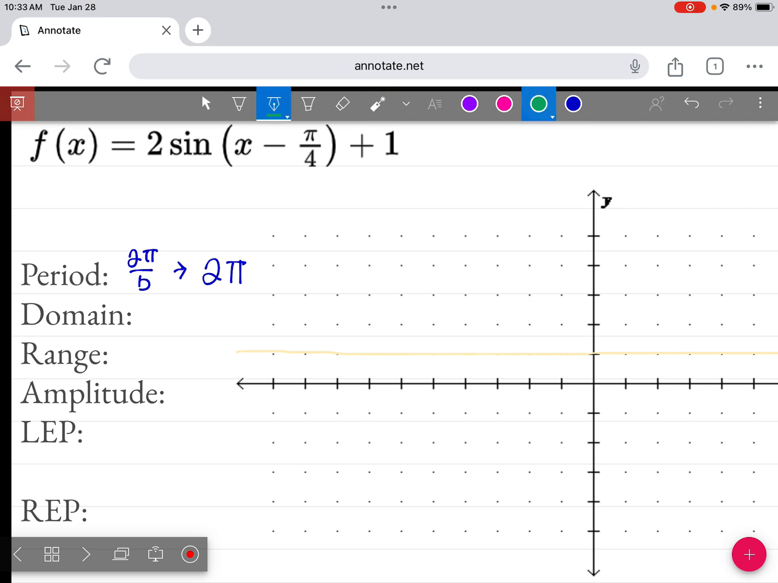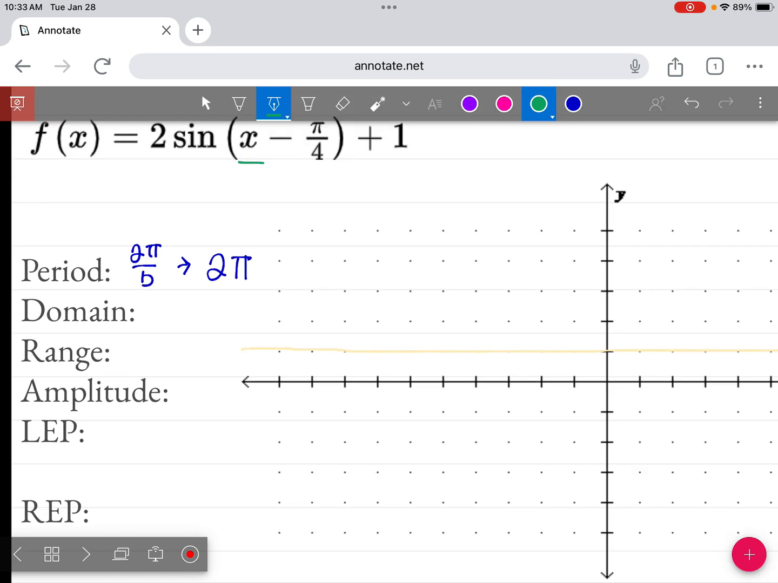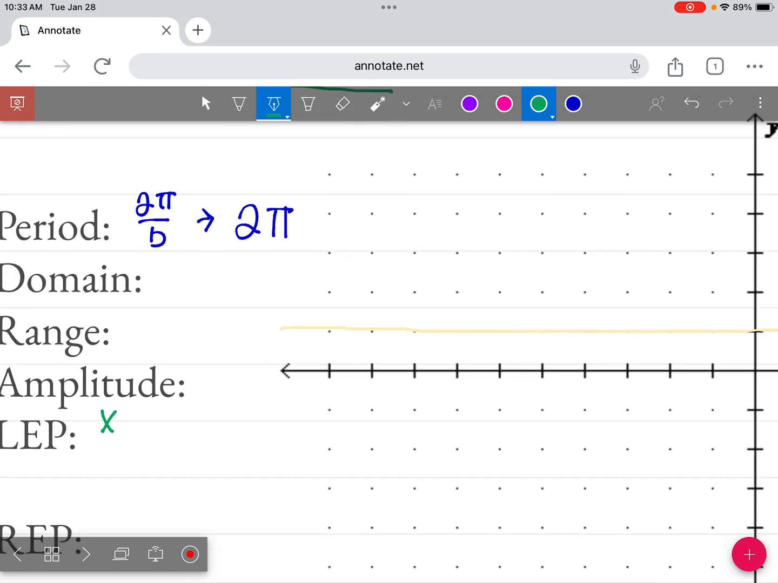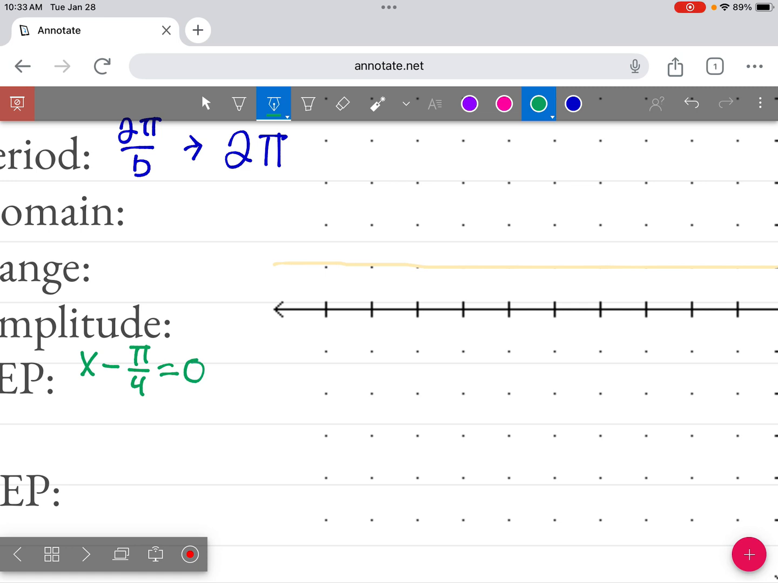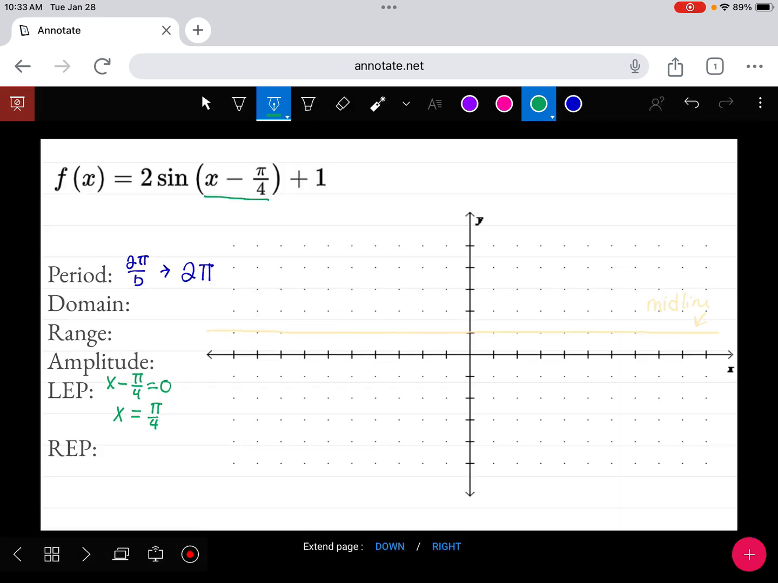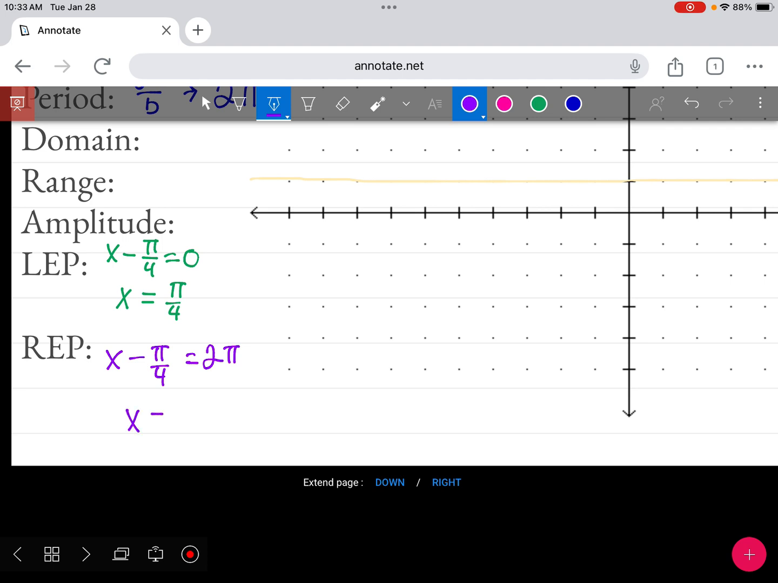We do have an h, so we've got to find that endpoint. Our left endpoint we get when that whole statement equals 0. So when x minus pi over 4 equals 0, we add pi over 4 to both sides to get pi over 4. Our right endpoint we get when that whole thing, x minus pi over 4, gets all the way around the circle, so when that normally equals 2 pi. So our right endpoint is going to be at 9 pi over 4.